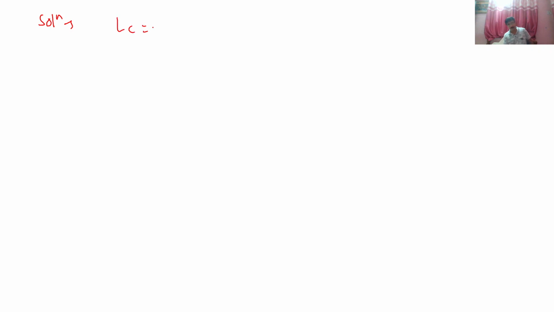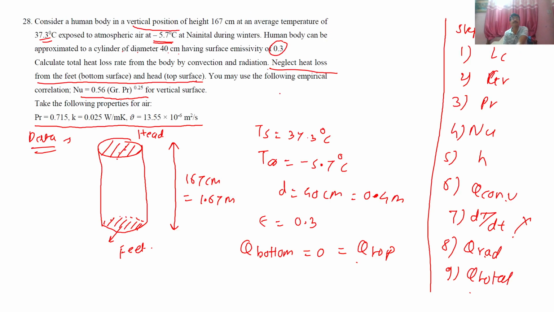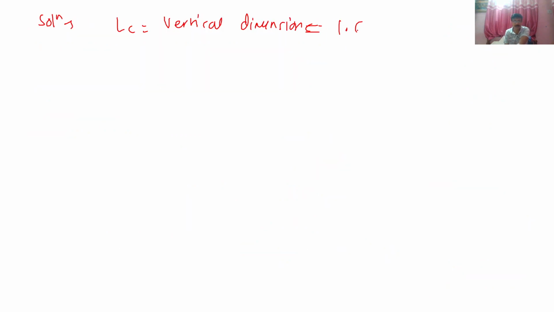LC for a vertical cylinder, for any vertical object, either it is cylinder, either it is plate, anything which is vertical. LC is always a vertical dimension in case of natural convection. So accordingly, what is vertical dimension? Vertical dimension is this height, 167 centimeter. So it becomes 1.67 meter. तो LC हो गया. Now number आ रहा है GR का. What is the formula of GR? Beta g delta T LC cube upon nu square.